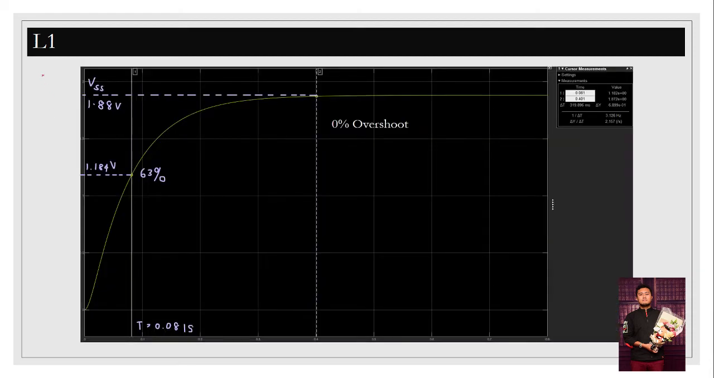So this is the graph where we have the voltage out here, and also here we have the time axis. And from this graph, we have the 60% of the final value at about 1.184 volt. This 60% comes from the theory, and the corresponding time is 0.0815. And as you can see here, the graph looks like this, so it is similar to a first order system. In first order system, it states that first order has no overshoot. So we are going to have 0% overshoot.